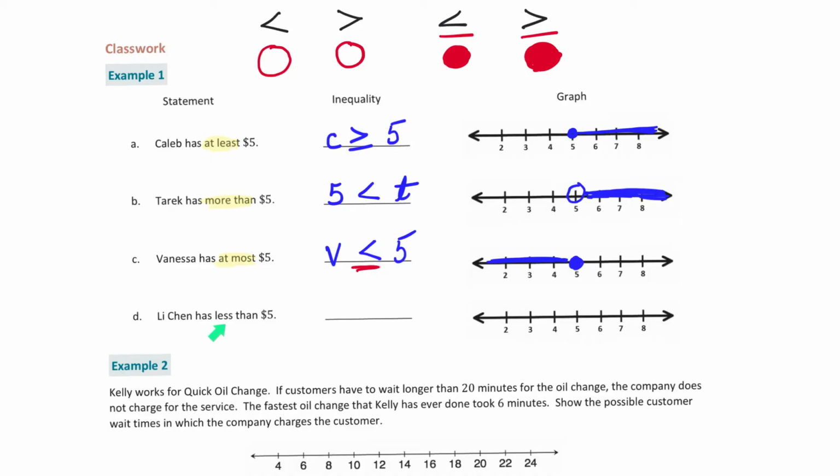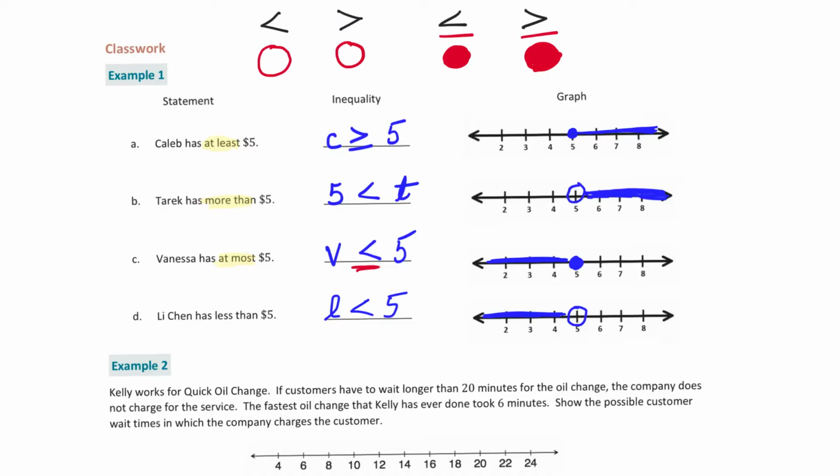Li Shan has less than $5. Let's use the variable L. Li Shan has less than $5, so that means less than $5. 5 is not included, so we're just going to highlight going to the lesser numbers, which is 4, 3, 2, or 1. I do want to emphasize something on the side so you guys don't get confused.